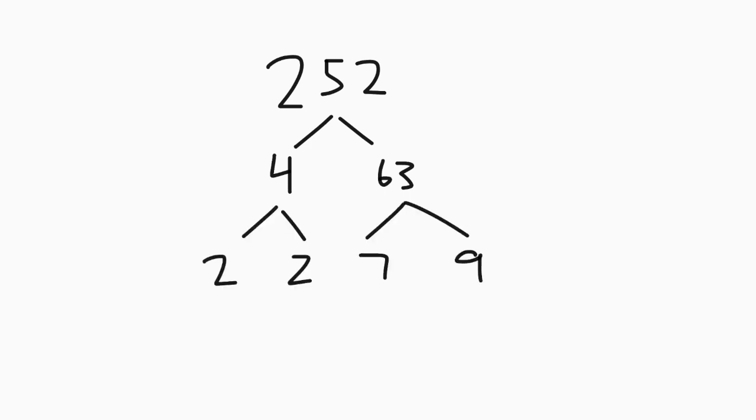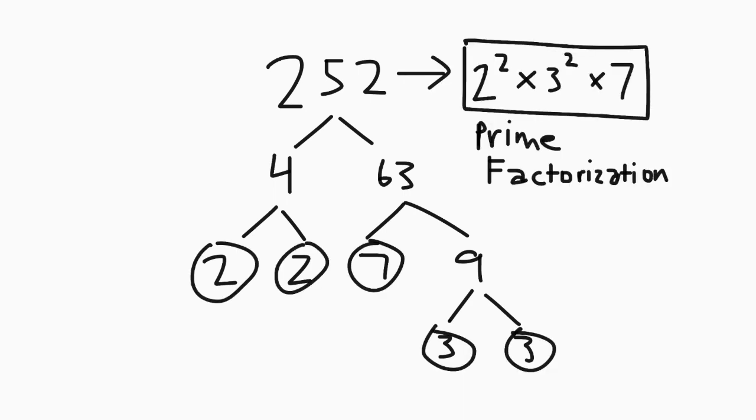Let's try one more example. Let's factor the number 252. So first, we can factor 252 into 4 and 63. Then, we can factor 4 into 2 and 2, and 63 into 7 and 9. And finally, 9 is our only composite number left, so we factor 9 into 3 and 3. We take all of our primes, circle them, and multiply them together, and we get that our prime factorization is 2 squared times 3 squared times 7.